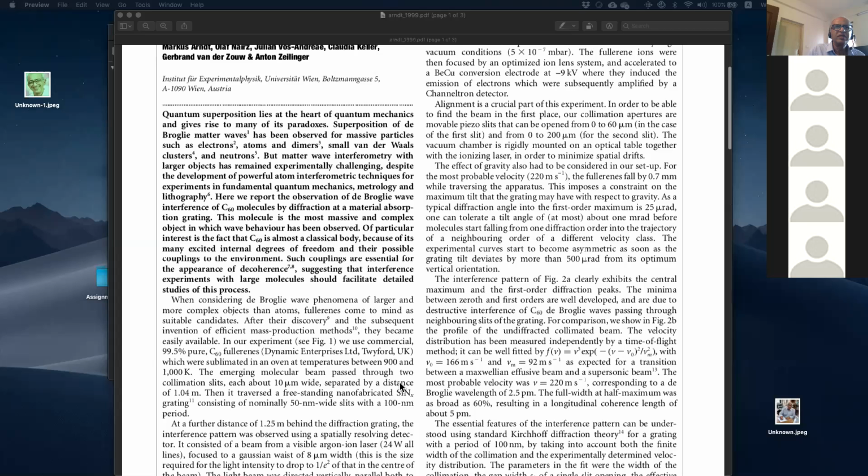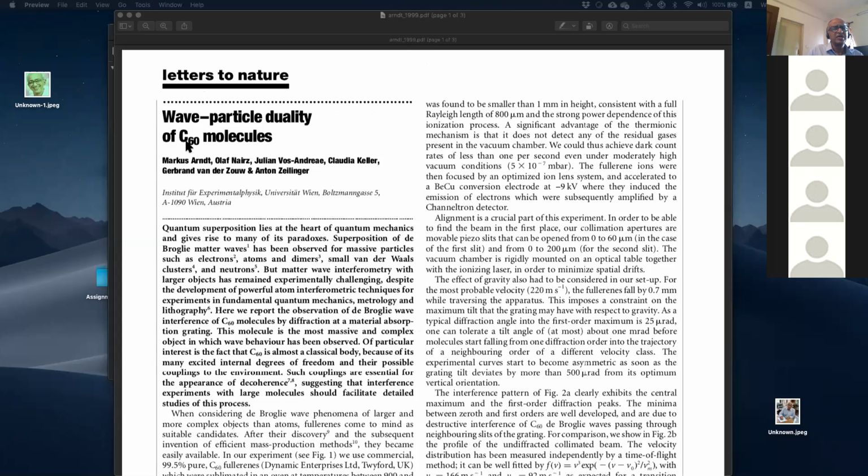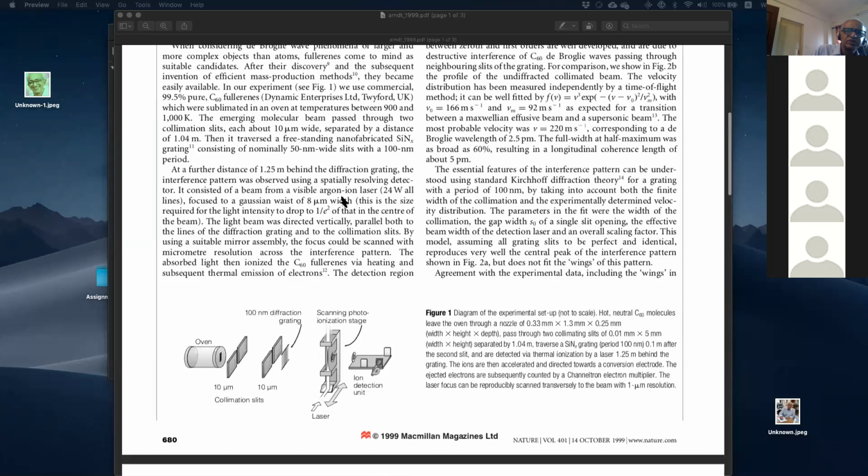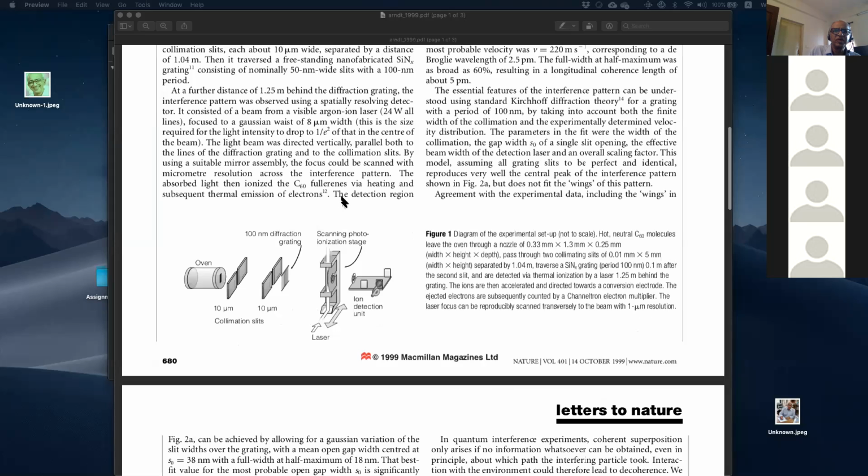This was published. This demonstrated for the first time that even a heavy object like the C60 molecule has a wave associated with it. And in the assignment, I had reproduced this experimental arrangement. You have an oven from which C60 molecules are coming out. They are collimated, that means you select only a beam, right? This is the collimator.